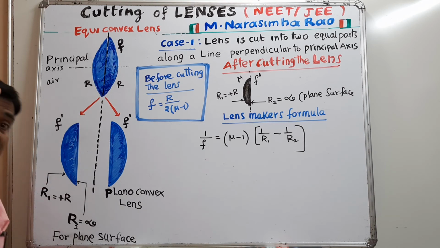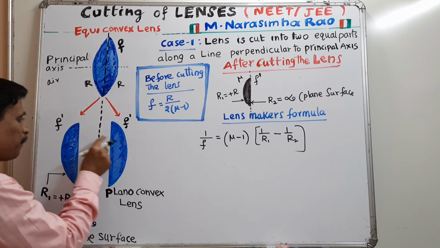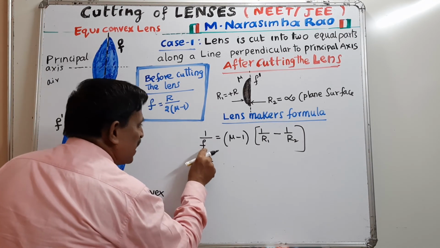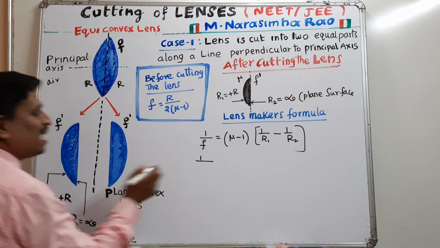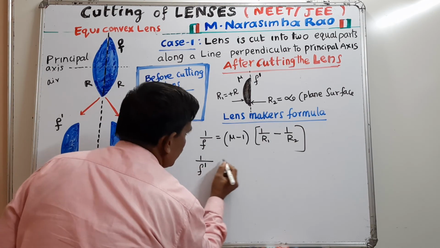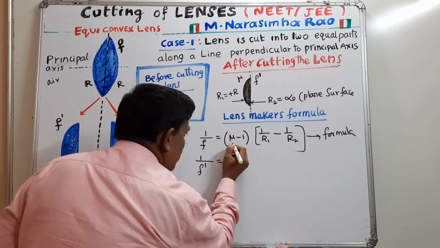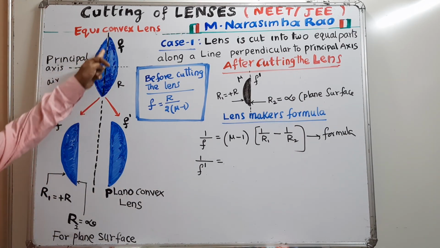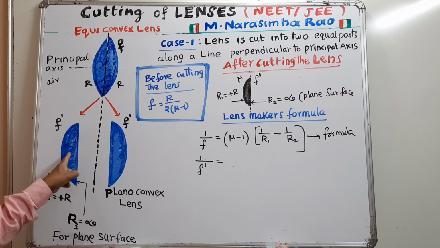After cutting, the focal length changes. Each piece's focal length is F dash. 1 by F dash means the focal length of each piece; F means F dash, this is only the formula. That is equal to mu, the refractive index of the material of the lens. Here we have cut the lens, but the material was not changed. Material not changed means the refractive index is the same.